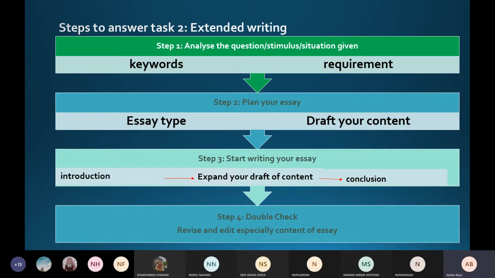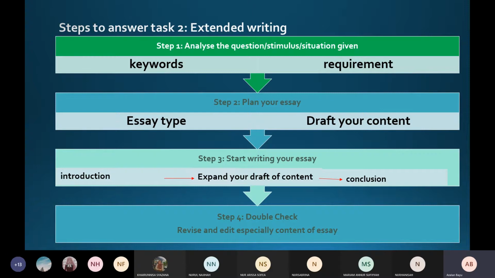I think sekarang ni kita dah settle the draft of the content, and you have decided on the essay type. Sekarang ni untuk minggu ni you kena start step 3, which is writing your essay, where you have to write introduction, content, and also conclusion. Hari ni kita akan belajar macam mana nak tulis. And then step 4, because this is an assignment, you should allocate some time to double check, revise and edit, especially language, grammar, typos, and everything. All right, the mechanics in the essay.